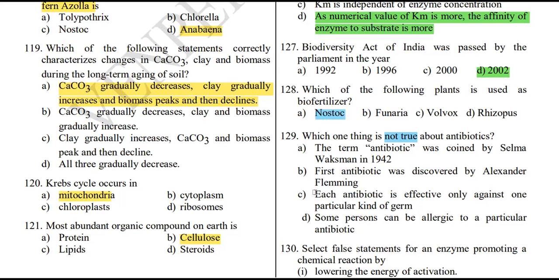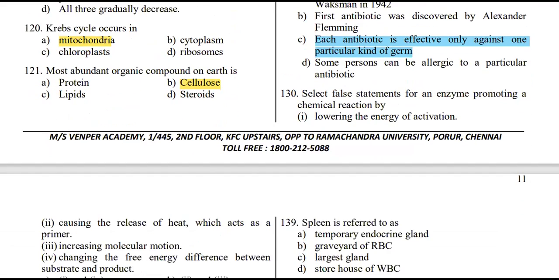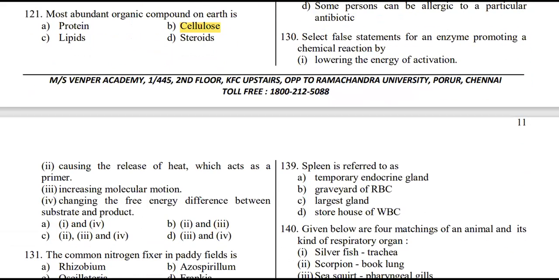This is a wrong statement. So you have to choose this statement. Okay, yes. Select the false statement for an enzyme producing a chemical reaction. We have to find out the false statement. So first we will see the correct statement.